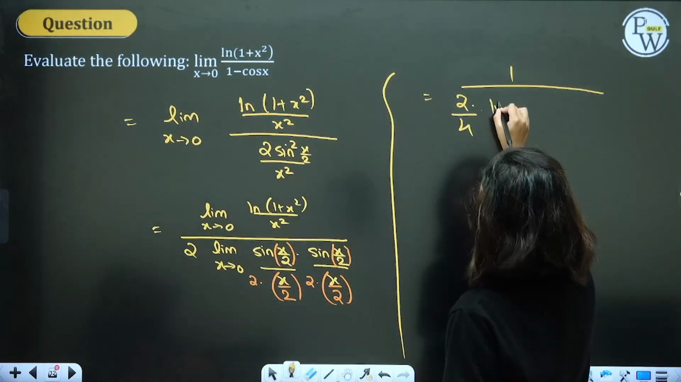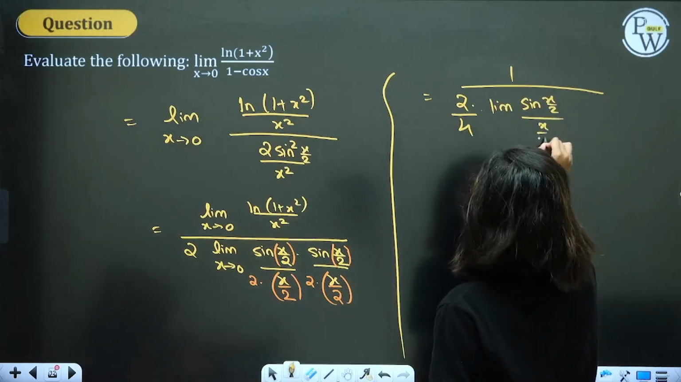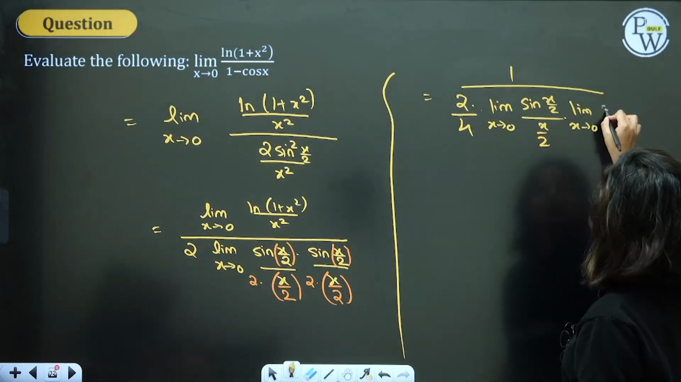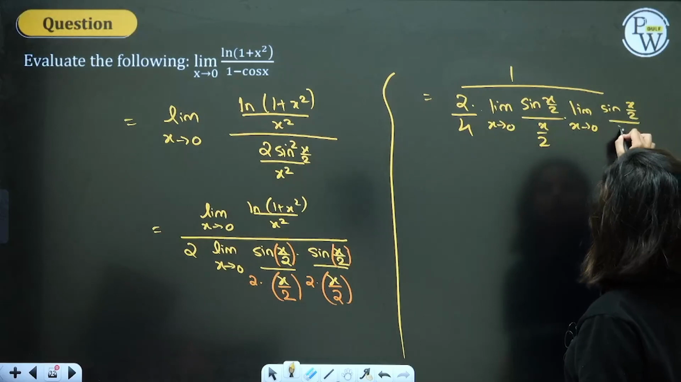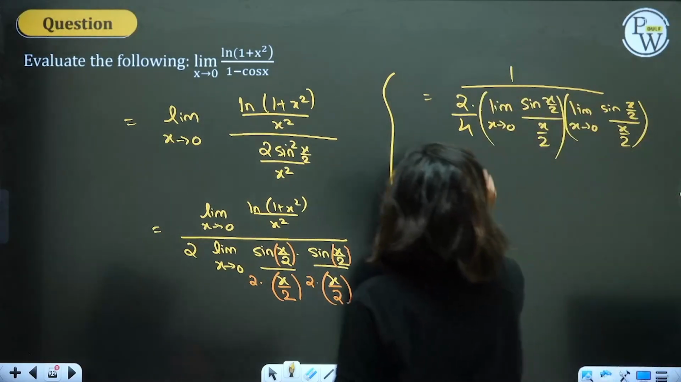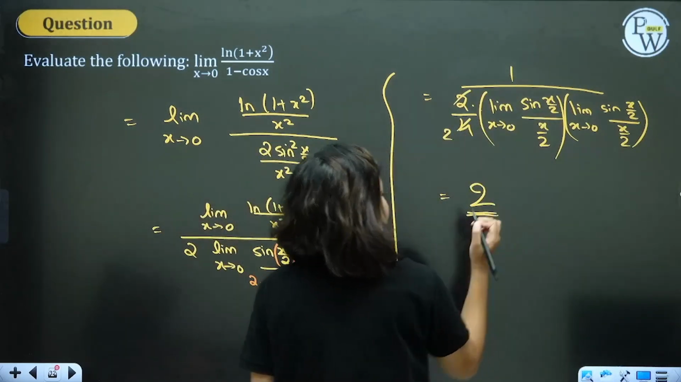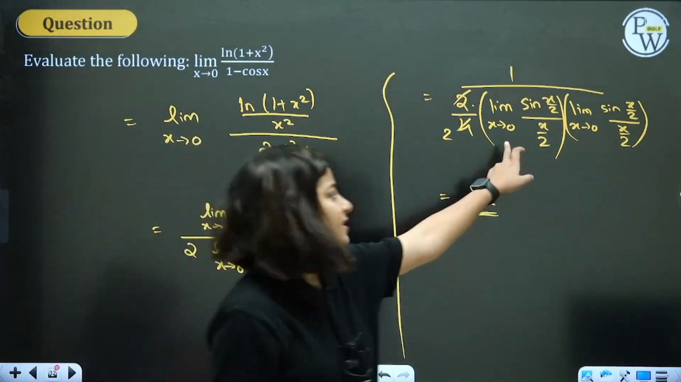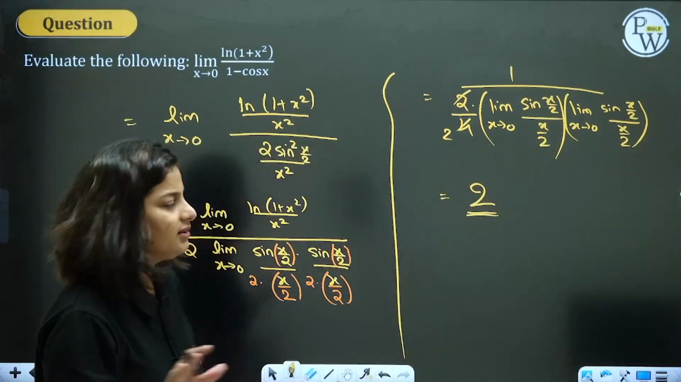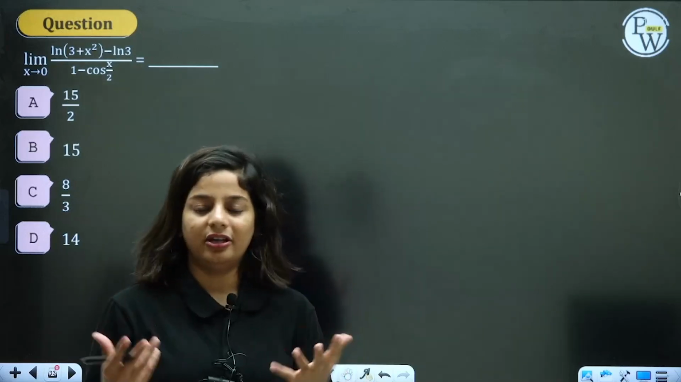4 comes out. Limit sin of x by 2 upon x by 2 into limit sin of x by 2 upon x by 2. Brackets are 0. 1 by 2, 1 upon 1 by 2 in turn will give us the answer as 2. Brackets are 1. You can write the reasons and all. We generally do that in class 11. In class 12, it's understood, you know why, what is the reason why it's turning out to be 1.